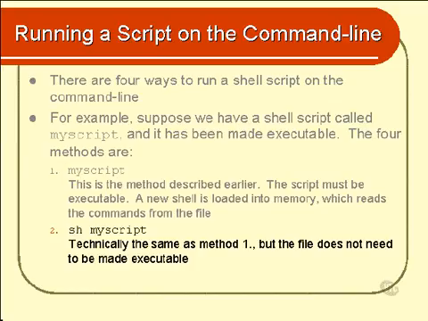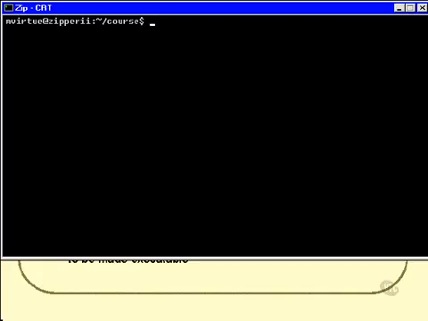Now everything that I described to you about the first method of running a script applies here. In other words, variable values do not persist. The only difference is that the file myscript does not need to be made executable in this particular case. I'll just give you a brief demonstration of that, very, very brief. I simply type sh myscript on the command line, and of course it just runs as it did before.